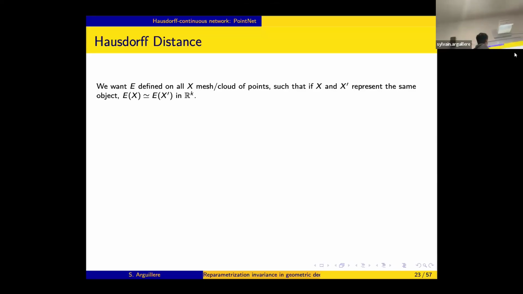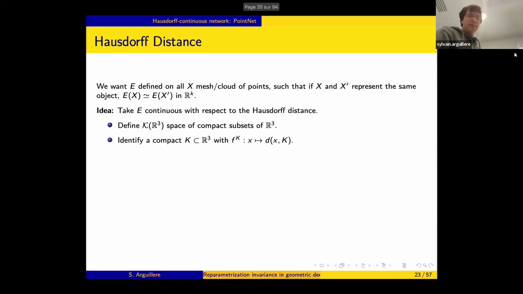So we want an encoder that's defined on every mesh or every cloud of points, such that if two data represent the same object, then they end up on the same code. So for this, we're going to take an encoder that's continuous with respect to the Hausdorff distance. And just to recall, it's the fastest way I've been able to define it. You look at the space of all compact subsets of R^3, and you can identify a compact with the distance to this compact. So you get a function from R^3 into R.